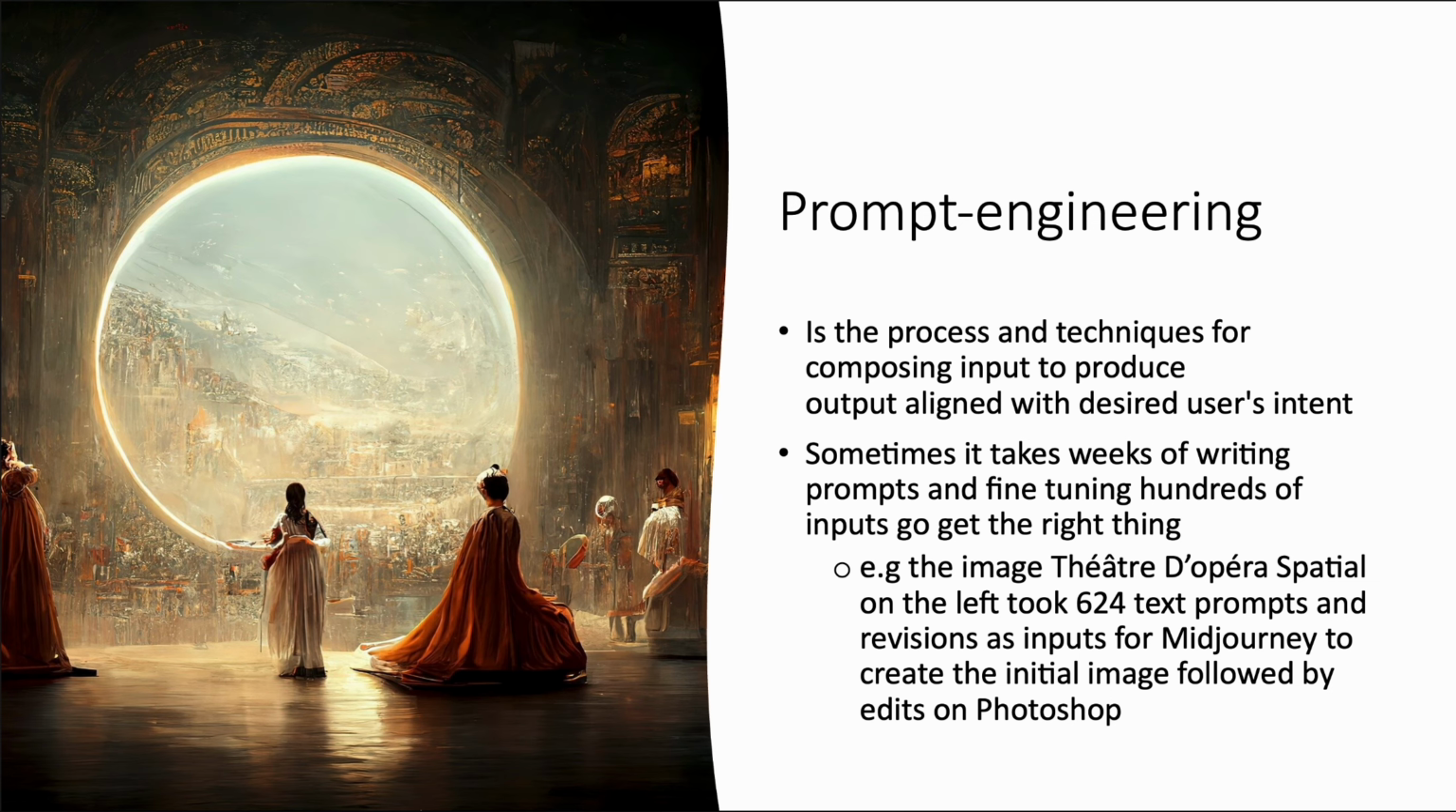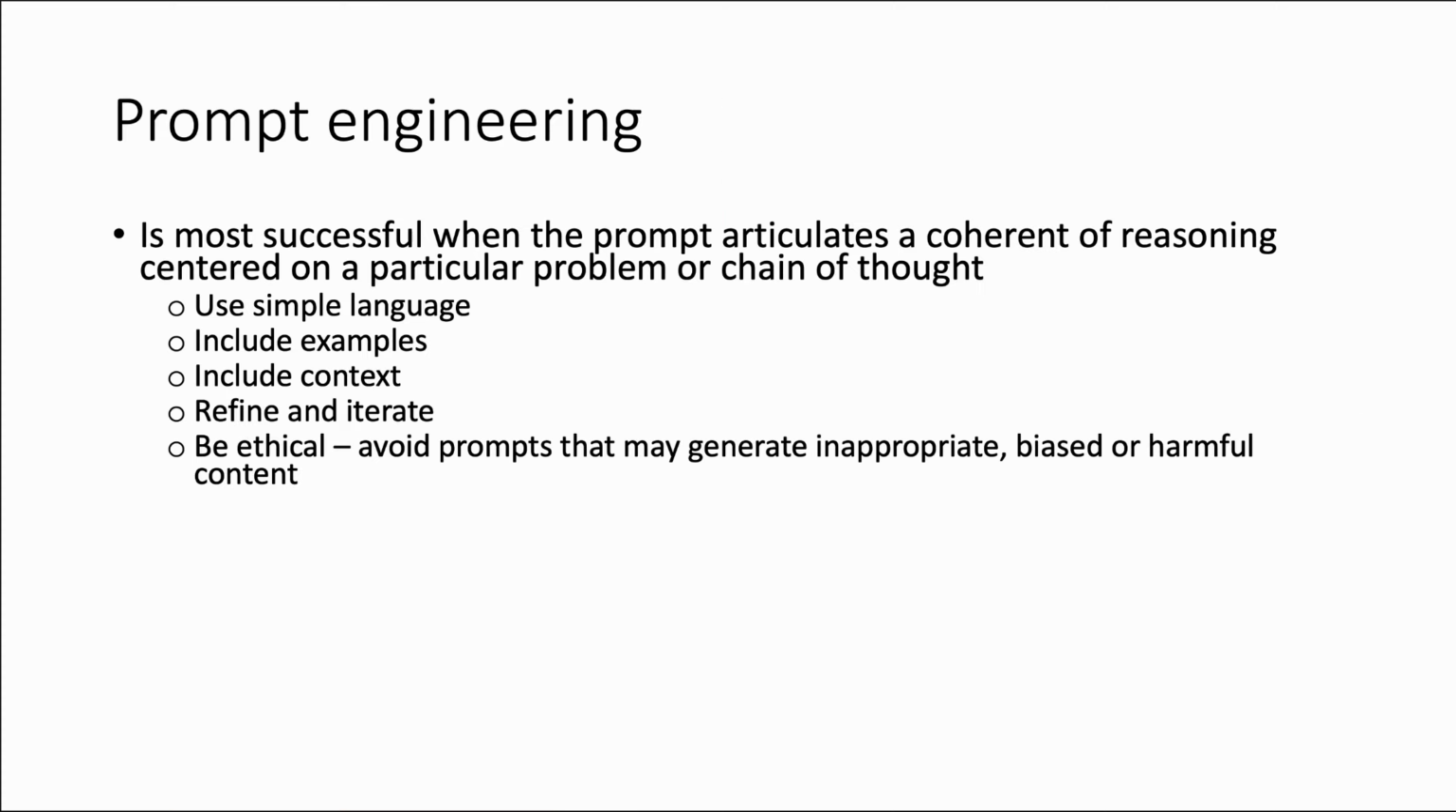So the image that you see on the left, for example, was created using Midjourney Gen AI tool using 624 text prompts and revisions and follow-up edits using Photoshop software. This is to show that Gen AI tools don't produce the desired output in one go, but instead require iteration and fine-tuning. So what does it take to get the best prompts?